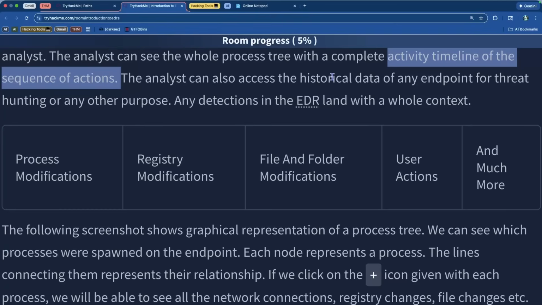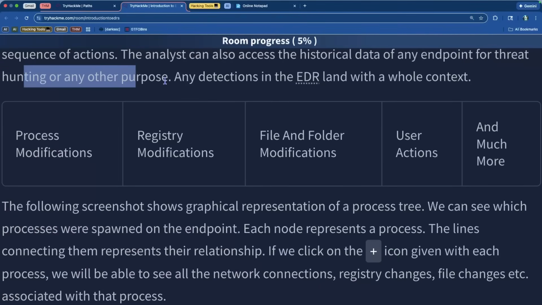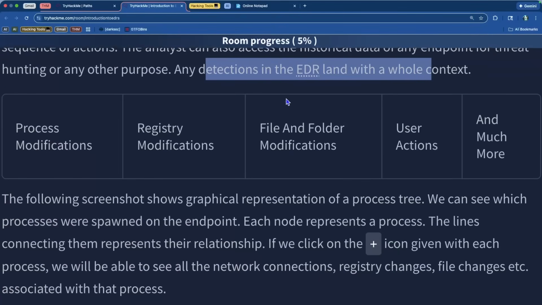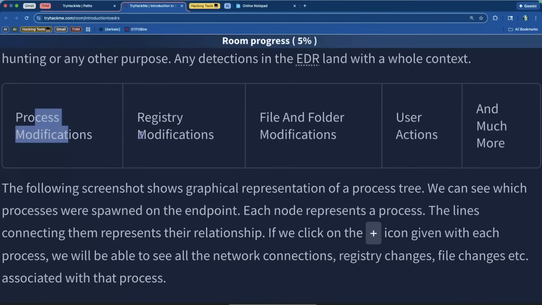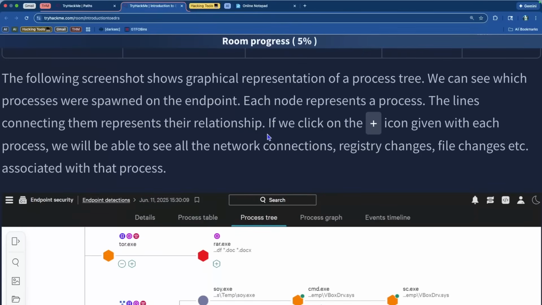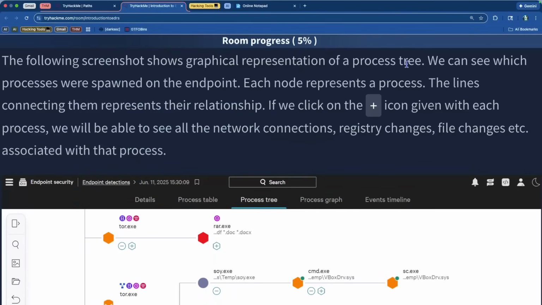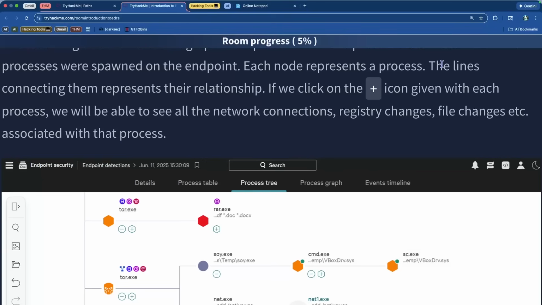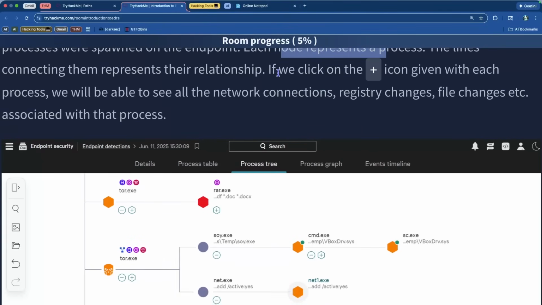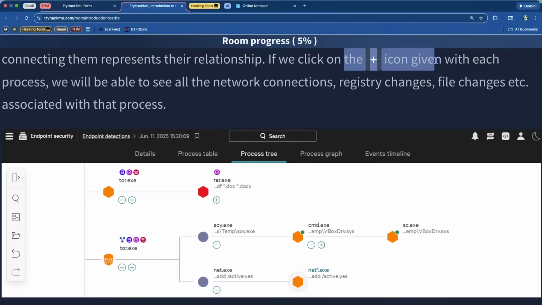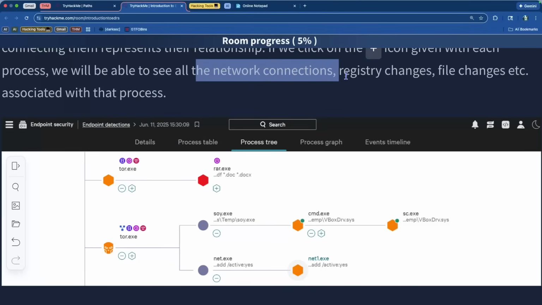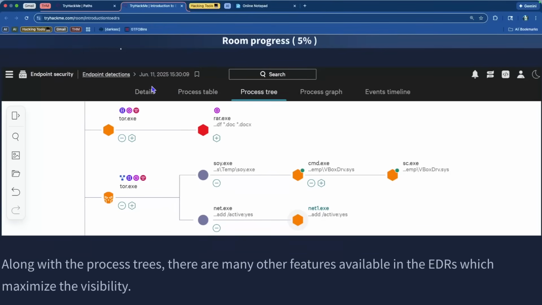And then they can also access the historical data of any endpoint for threat hunting or any other purpose. And the detections in the EDR land with a whole context. So process mods, registry mods, file and folder mods, user actions, and more. This screenshot shows the graphical representation of a process tree, and we can see where it spawned on the endpoint. Each node represents a process, and the lines connecting them represent their relationship. If we click on the plus icon given in each process, we'll be able to see all the network connections, registry changes, and file changes associated with that process.